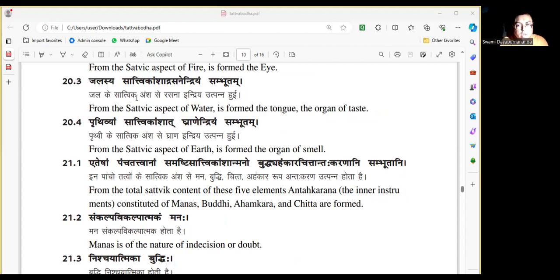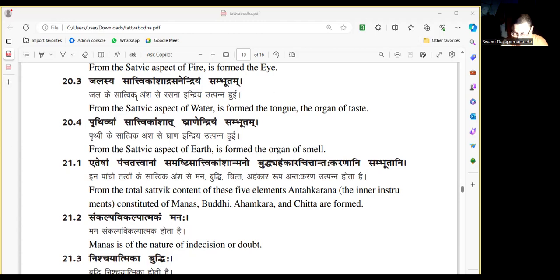The Antarendriya, which is the Antahkarana, according to its function has been called by four names: Mana, Buddhi, Chitta, Ahankara. He says, from this Panchatattva, Akasha, Vayu, Agni, Apa, Prithvi, from the Samashti Sattvika Angshat, the total Sattvika content, Mana, Buddhi, Ahankara, Chitta, this Antahkarana constituted of these four, has been formed. According to its function, these four names are given.